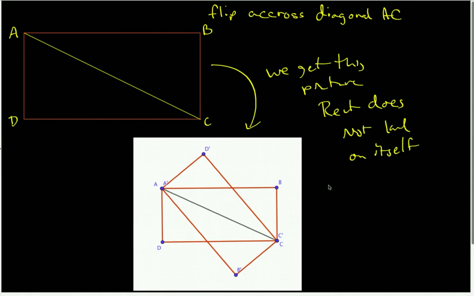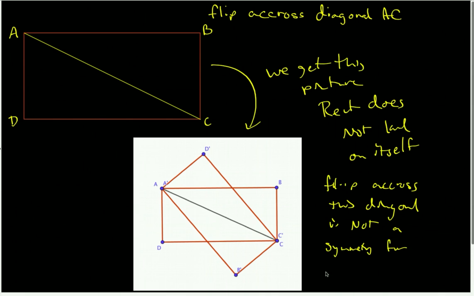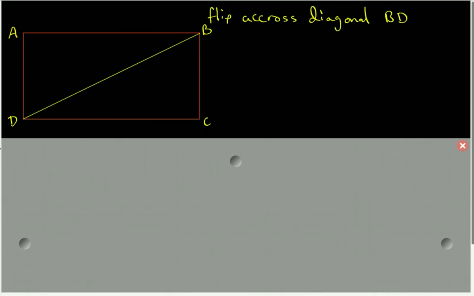And what that means is flip across this diagonal is not a symmetry for a non-square rectangle. As you might suspect, if we try and flip across the other diagonal, a similar kind of thing happens. So again, let's look at what happens in GeoGebra.